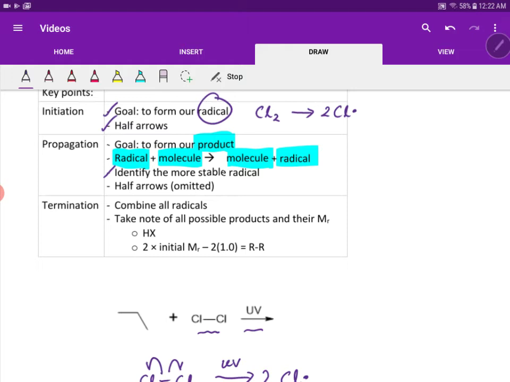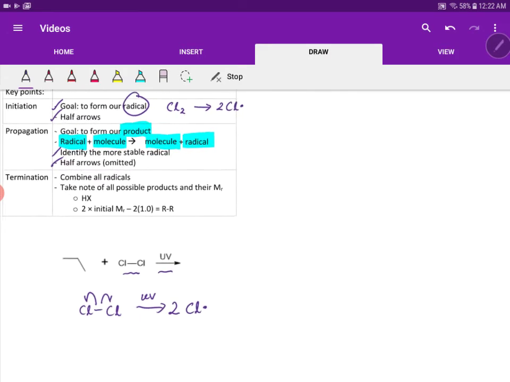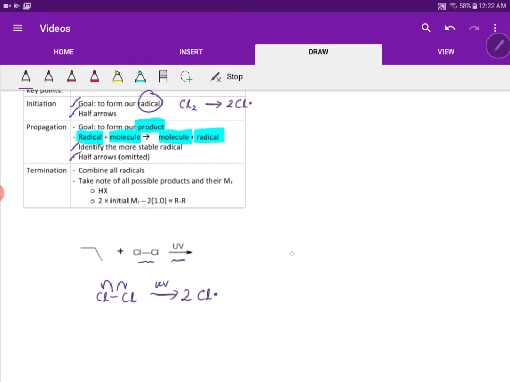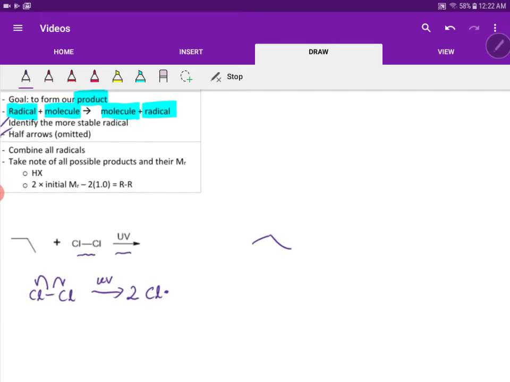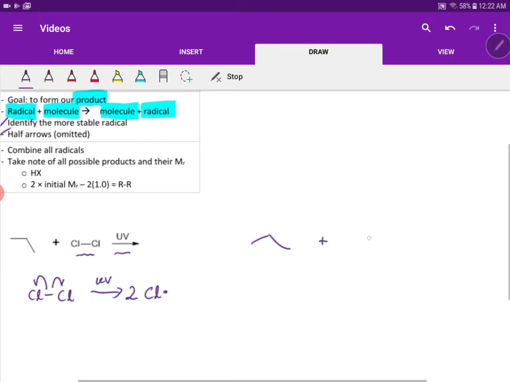Usually we don't draw the half arrows, but just remember that there are a lot of homolytic fissions and fusions over here, so half arrows are moved all the time. Let's take a look at the propagation step here. Right now I have this molecule here. I react with the only radical I have, this Cl. So the radical has to take away one of the hydrogen atoms. I can have a hydrogen atom here, or here, or here.